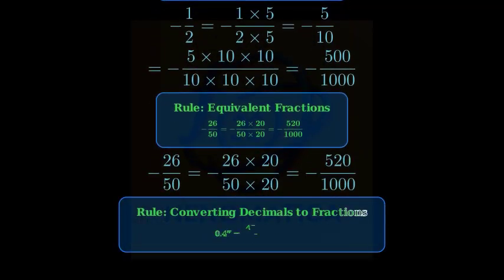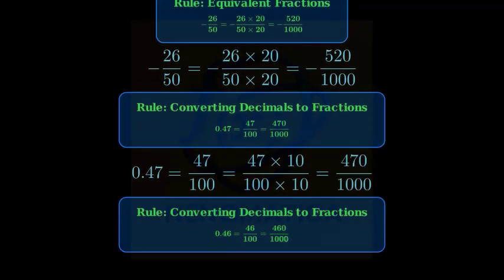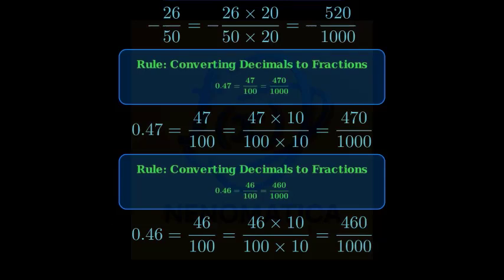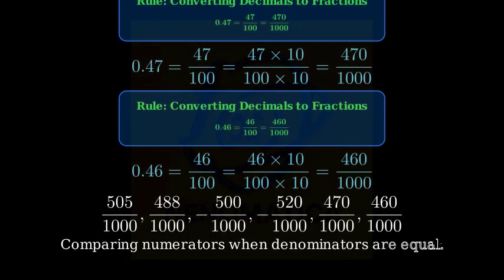This becomes 470 over 1,000. Finally, let's convert 0.46 to a fraction. This becomes 460 over 1,000. Now that we have converted all numbers to fractions with a denominator of 1,000, let's summarize what we have. Now, let's arrange these fractions from smallest to largest.